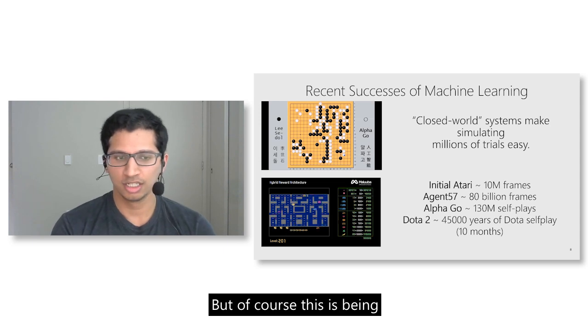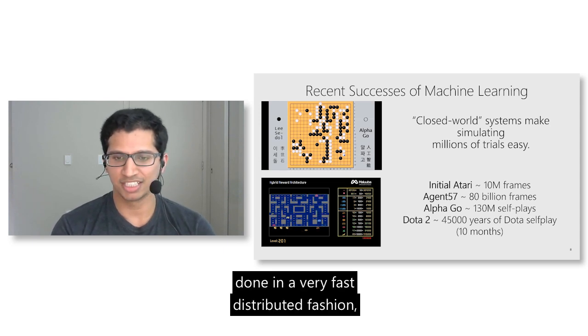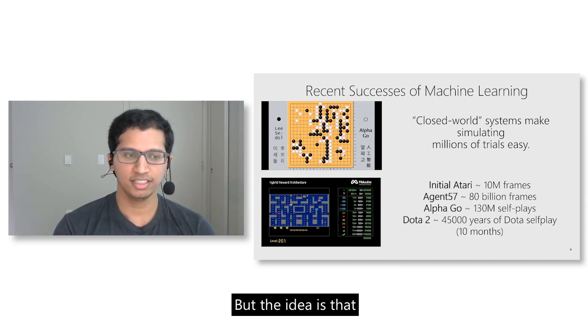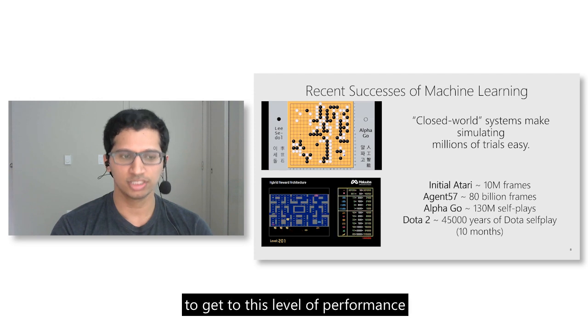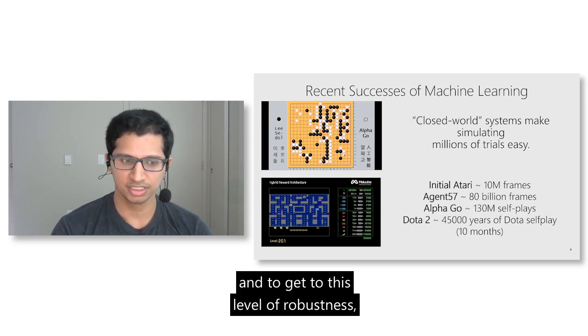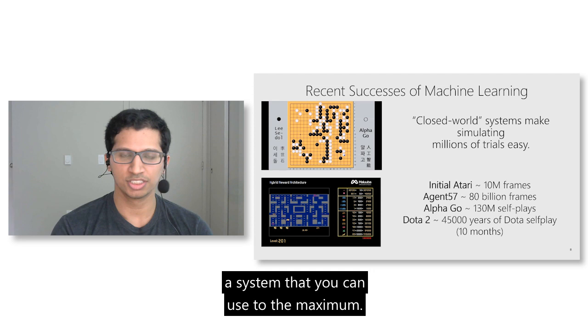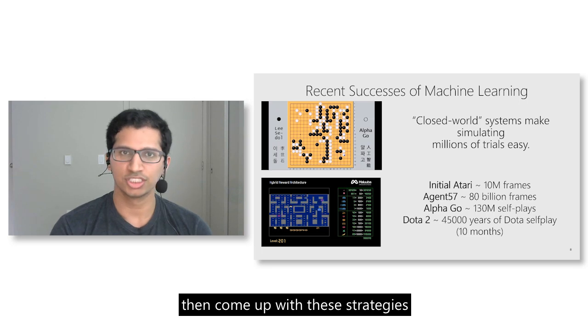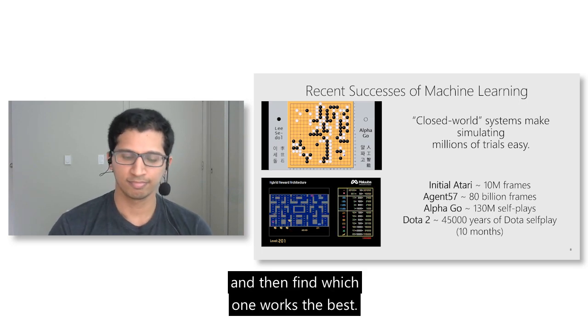Of course, this was done in a very fast distributed fashion, so it only spread over about 10 months of real-time training. But the idea is that to get to this level of performance and robustness, it's always important to have a system that you can use to the maximum. It's something you can explore and exploit, and then come up with these strategies and find which one works the best.